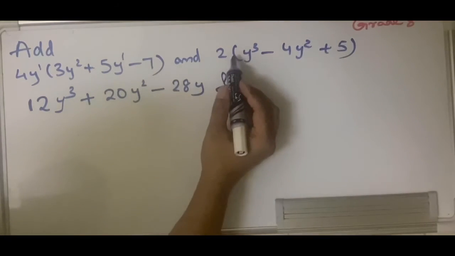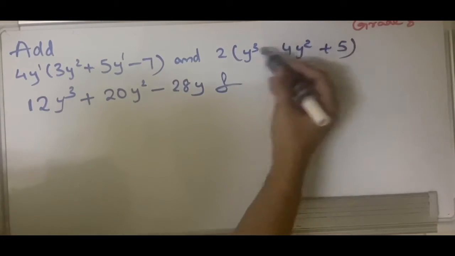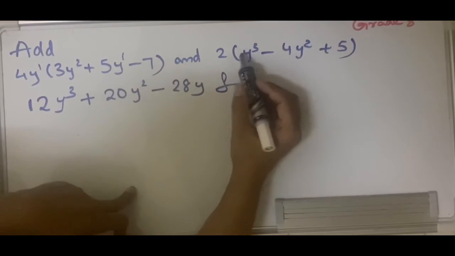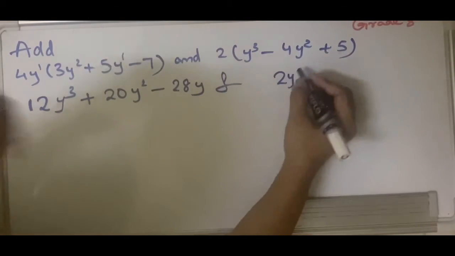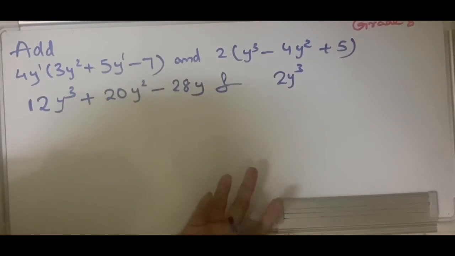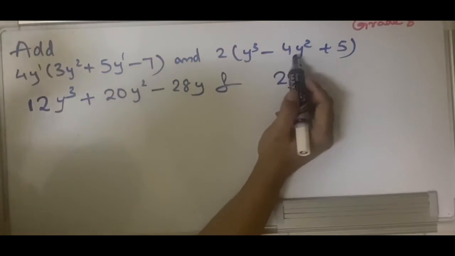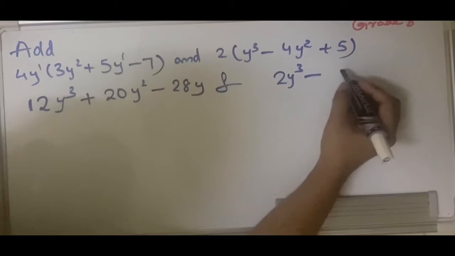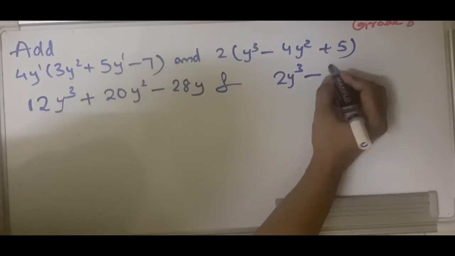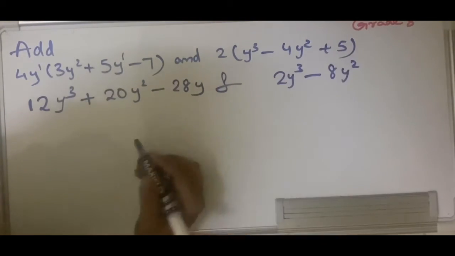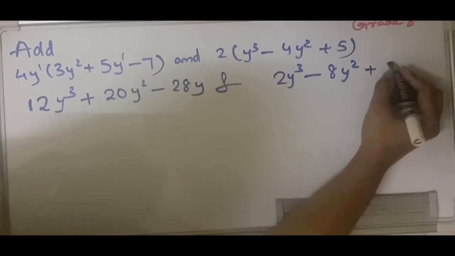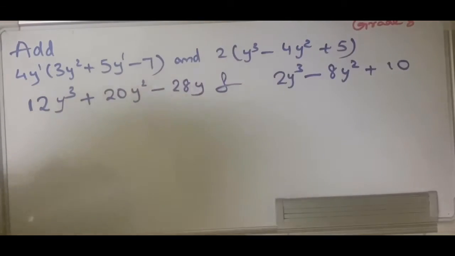You have 2 to be multiplied with all the 3 terms. So it's quite easy. 2 times y cube would be simply 2y cube, because there is no other number to multiply and there is no other variable. Then 2 times minus 4y square would give a negative answer. 2 times 4 is 8. Then you have y square. 2 times 5 would be plus 10, because both of them are positive.